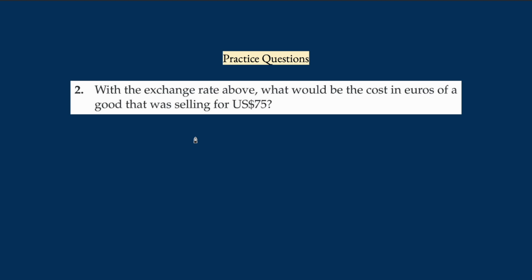So now for number 2, with the given exchange rate that we found above, which if I rewrite it quite quickly, it's 1 euro is equal to 1.25 US dollars.